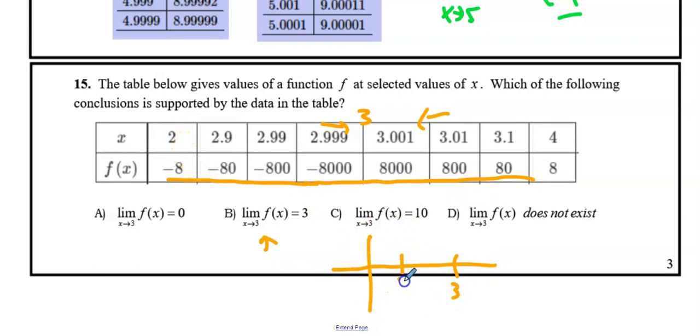When we're at 2, we're at -8. And then at 3, we're at -80, right? And then we're at -800. And if you look at the other side, at 4, we're at +8. And then we're at 80. And then we're at 800. So you can see this one is going in that direction, and this one is going in that direction. These values are not going towards each other. They're going away from each other. This is getting very, very small, and this is getting very, very large. So we could essentially say that there's an asymptote here at x equals 3. So this limit actually does not exist.